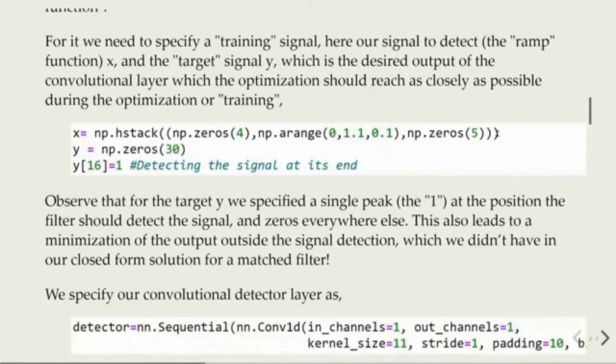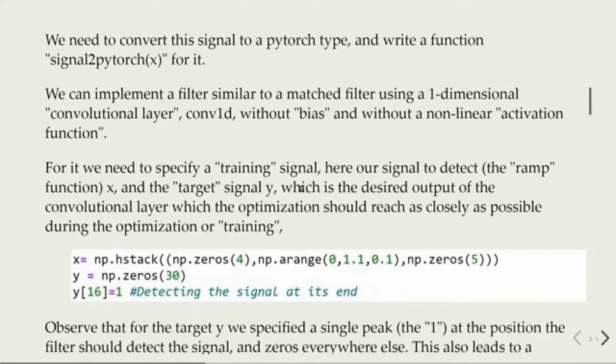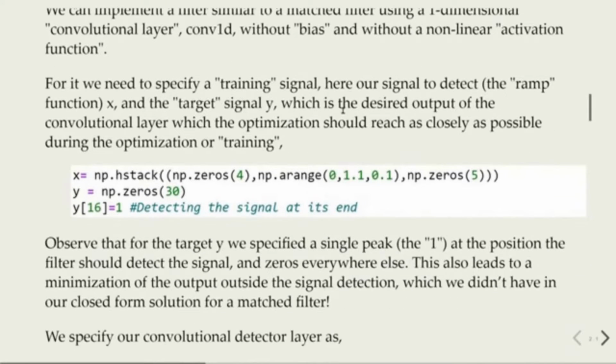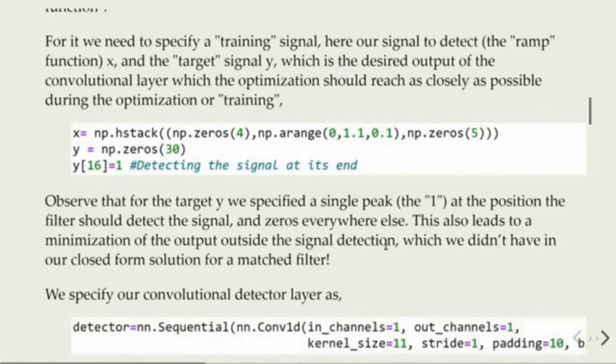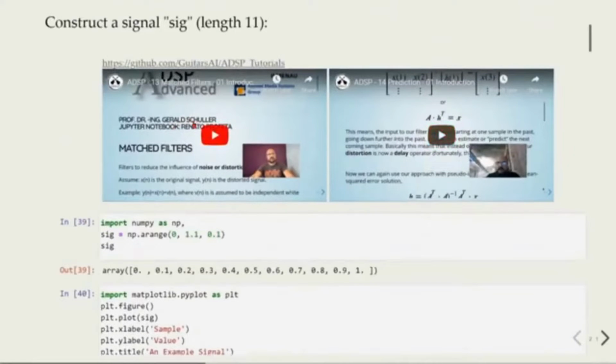So here we have our signal x and the target y, and observe that for the target y we specified a single peak, the 1, at the position where the filter should detect the signal, and zeros everywhere else. This also leads to a minimization of the output outside the signal detection, which we didn't have in our closed form solution for a matched filter, for example. We will understand that more if you take these tutorials about matched filters.